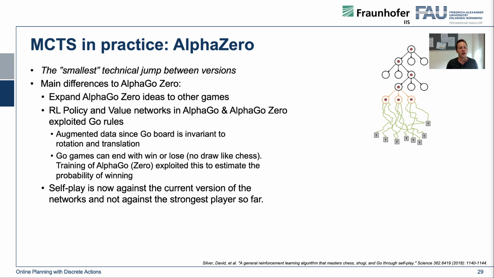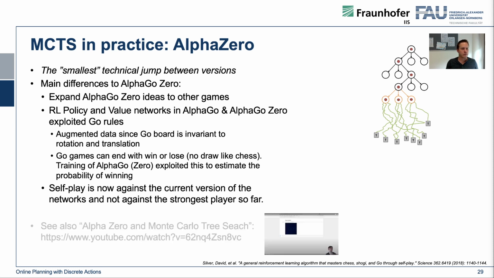all of the games. Also, Go games can end with win or lose, and there's no draw like in chess. And AlphaGo Zero actually exploited this to estimate the probability of winning, which is something that you cannot do if you want to be more open to other board games. And also, self-play is now against the current version of the networks and not against the strongest players so far. So it's against the same version.